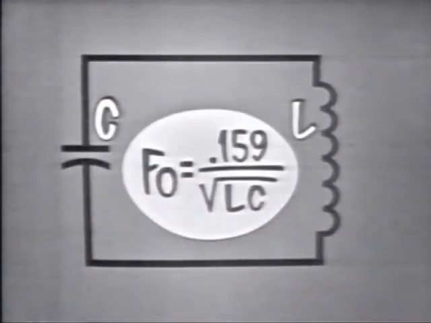In the LC circuit, L and C compare to the rubber bands and the weight, the frequency determining device. And as you recall, the resonant frequency of the tank can be determined by the formula f sub o is equal to 0.159 over the square root of LC. Or very simply, the frequency is determined by the size of L and C. Now, to be sure you understand how this circuit will oscillate, let's follow the action step by step.